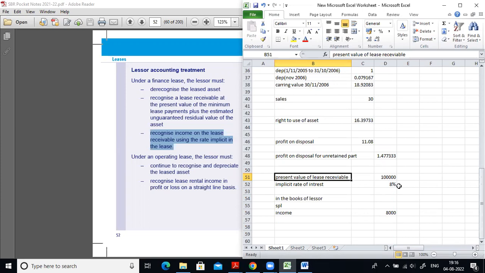Any question on this? We'll discuss a case study on the lessor's books also, but we'll discuss it in the next session because you might already be exhausted on this. So we'll be discussing the case study in the next session.